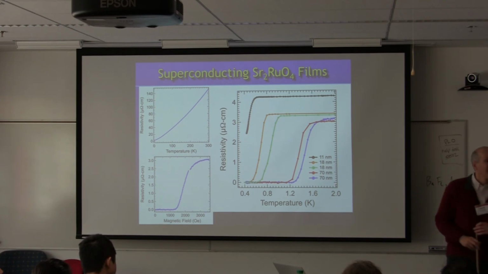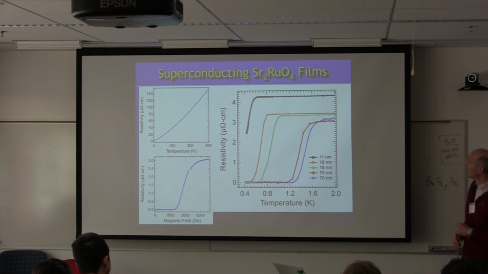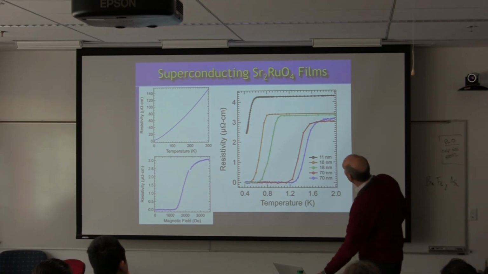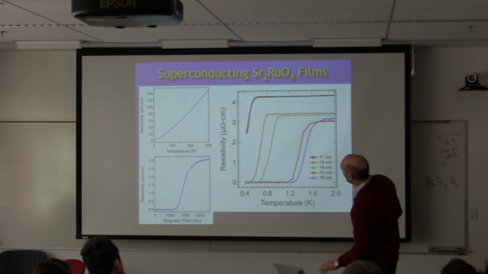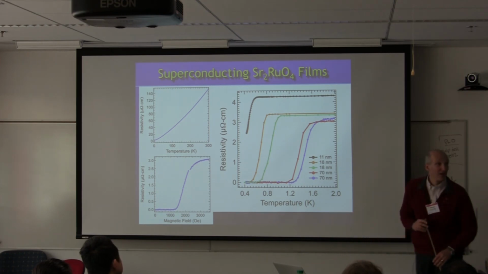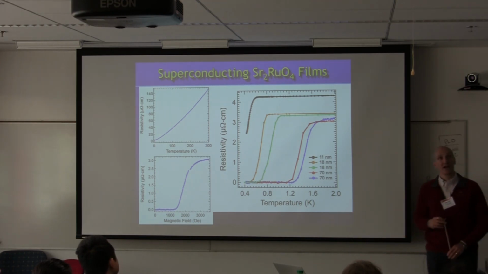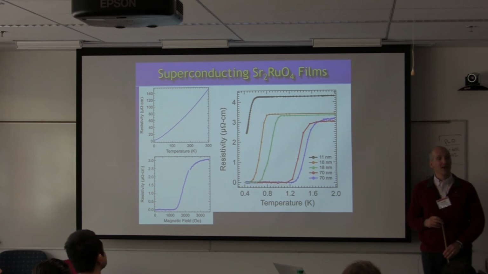So these resistivities are quite high, though, compared to the bulk. In other words, if you made bulk strontium ruthenate with 3 microohm-centimeters, it would never be superconducting, right? I'm talking about the impurity scattering. It's true.